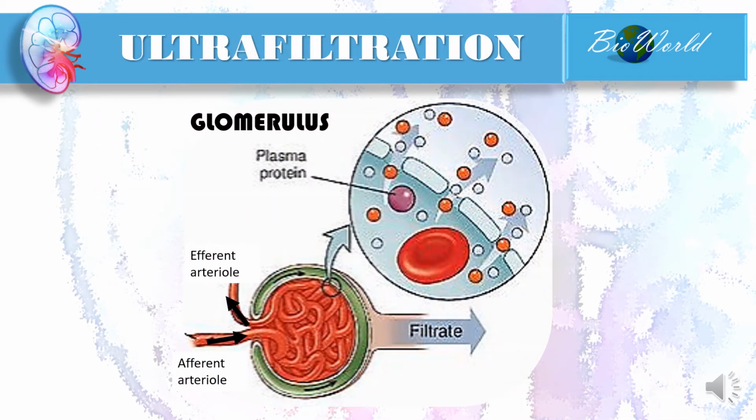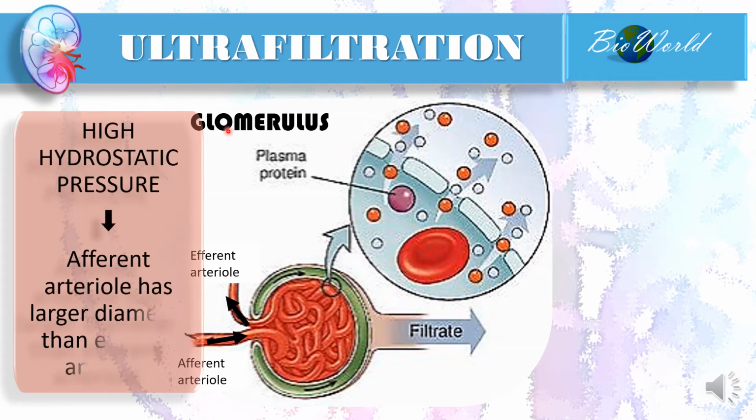The glomerulus and the Bowman's capsule are adapted for the process of ultrafiltration. We'll first look at the adaptation in the glomerulus. The glomerulus has high hydrostatic pressure due to the difference in the diameter between the afferent arteriole and the efferent arteriole. The afferent arteriole transports blood into the glomerulus, while the efferent arteriole transports blood out of the glomerulus.